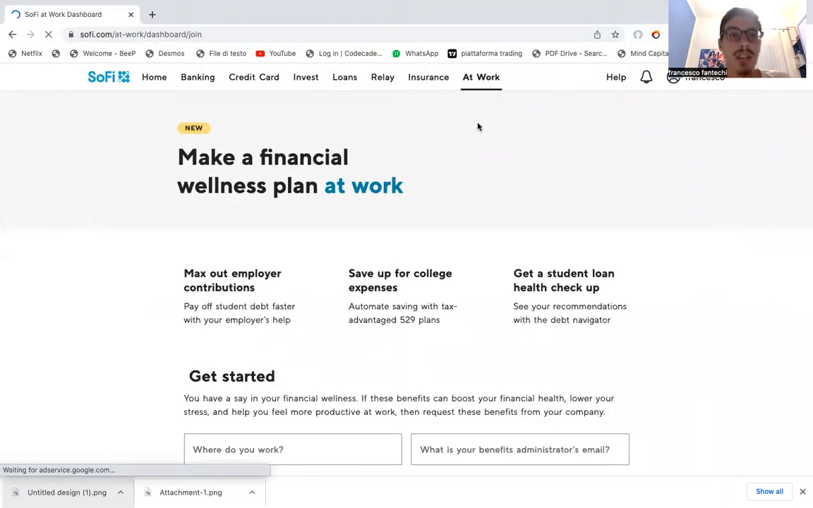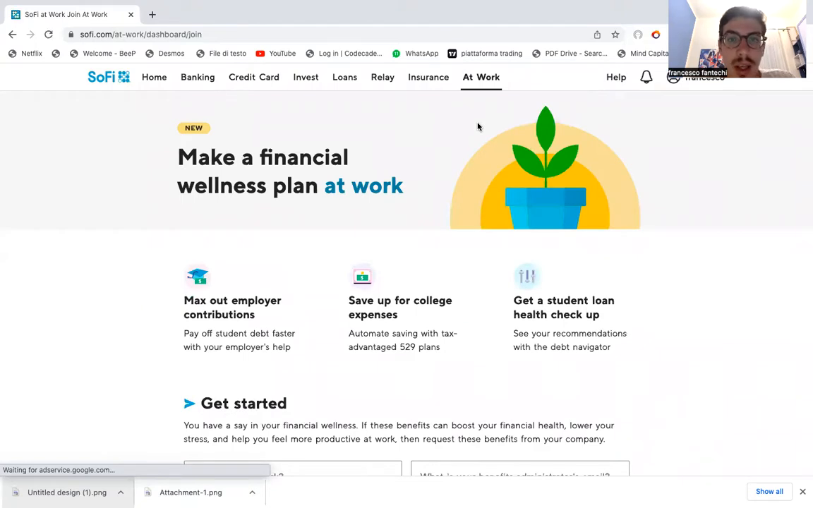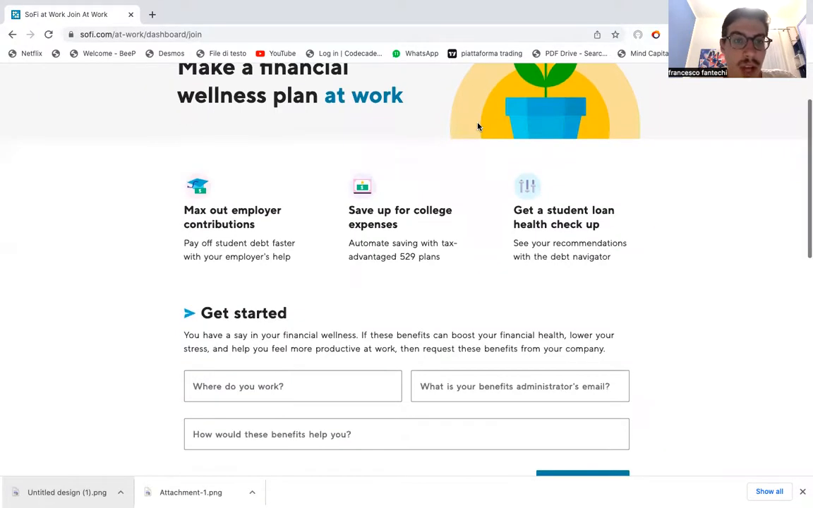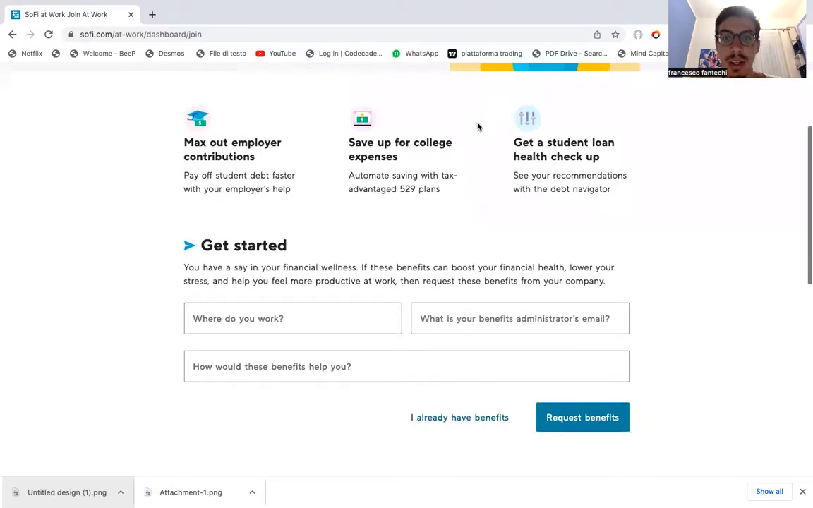And finally, there is a section that is called At Work, and it's meant for employer contributions, which are, for example, 401ks, Roth IRA, and so on. So all these different funds, you have Save Up for College Expenses, which is like the tax advantage 529 plans, and you can get student loans with a Debt Navigator.